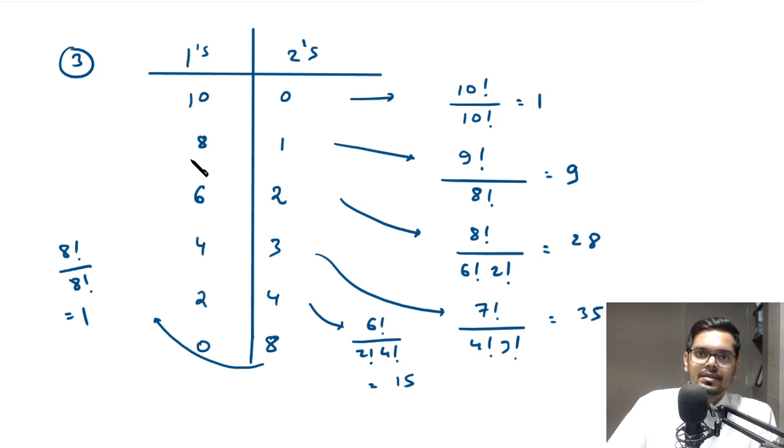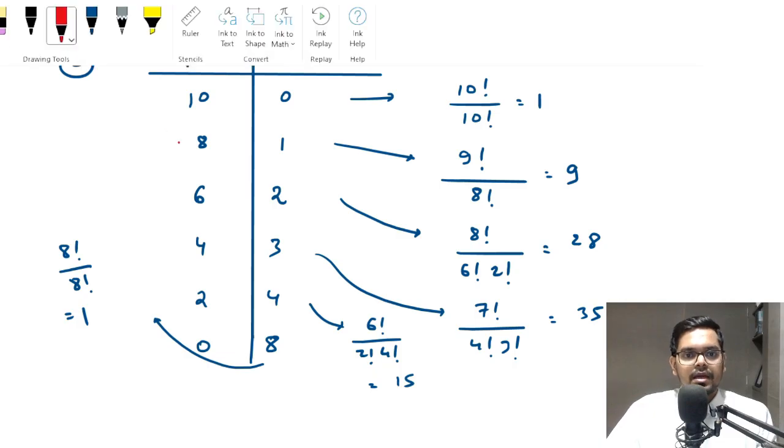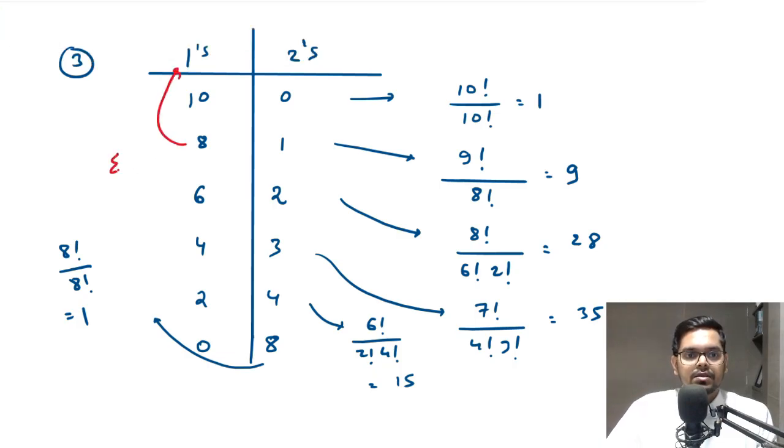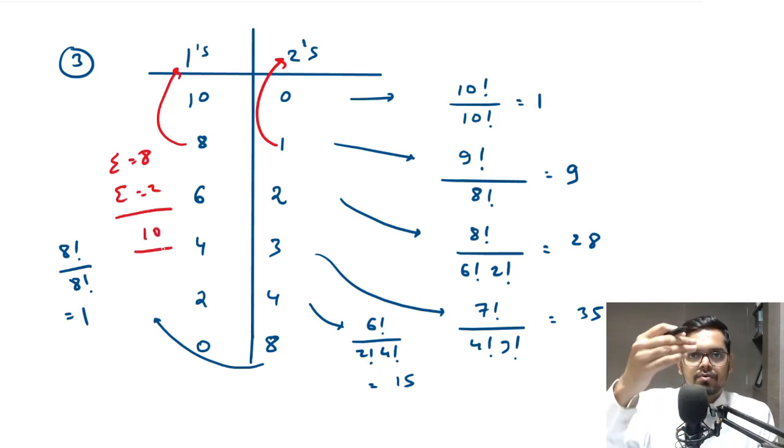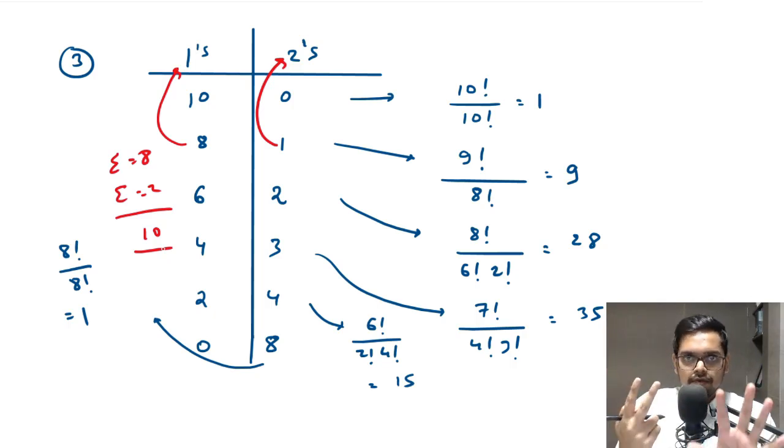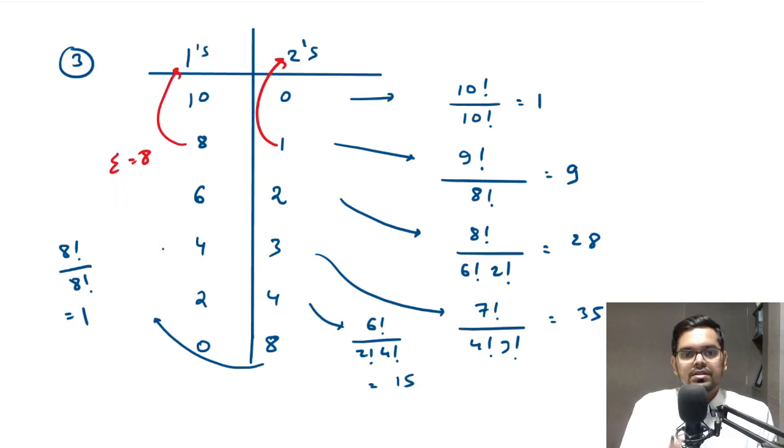What is the next case? 8 times 1 digits are coming, so the summation is 8, right? Then 1 time you take a 2 digit number, so the summation is 2. Overall the summation is 10. Yes, 8 times 1 digit will give you 8, 1 time 2 digit will give you 2, so 8 plus 2 will make it 10. So this is a valid thing.